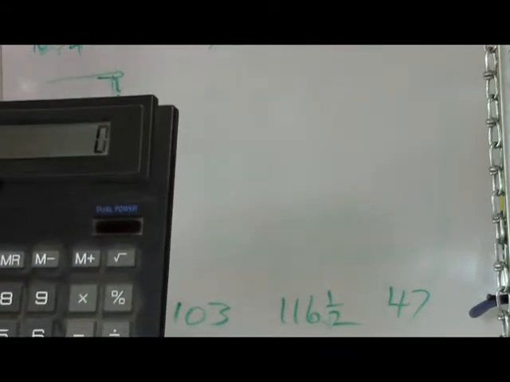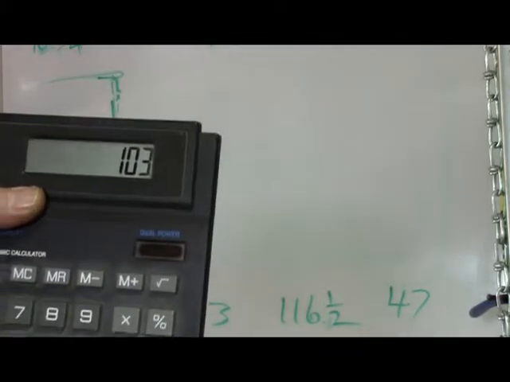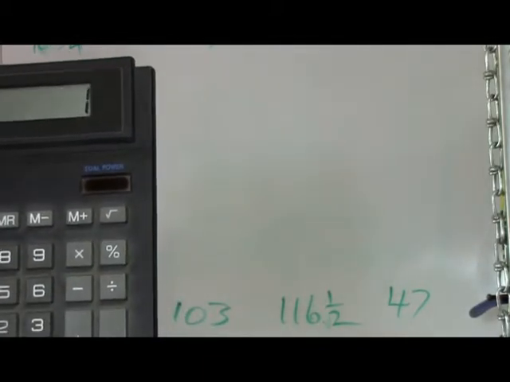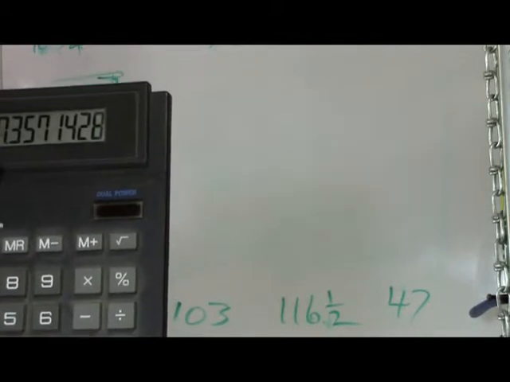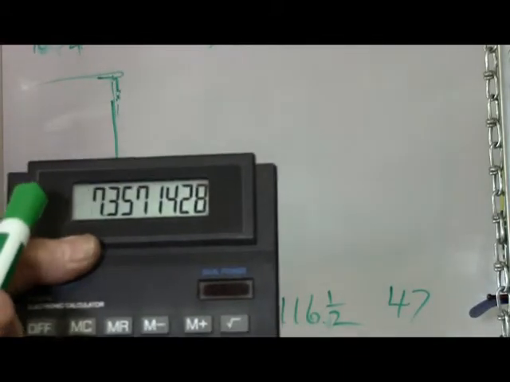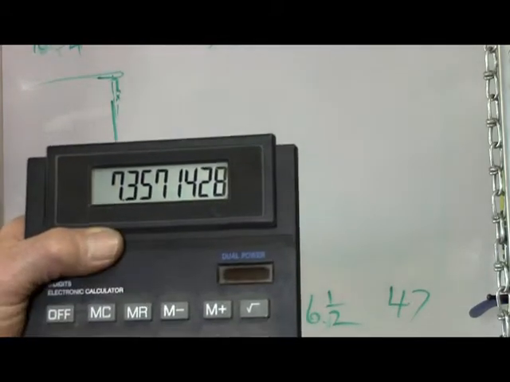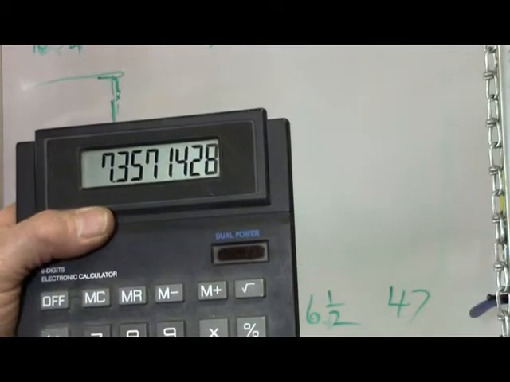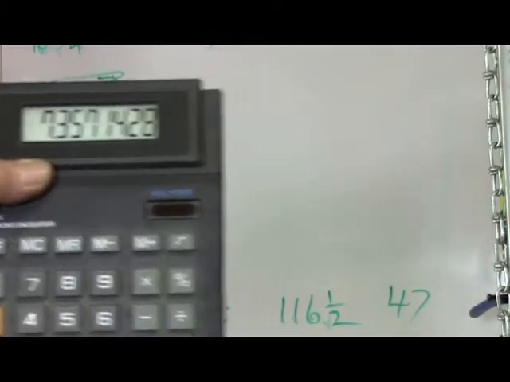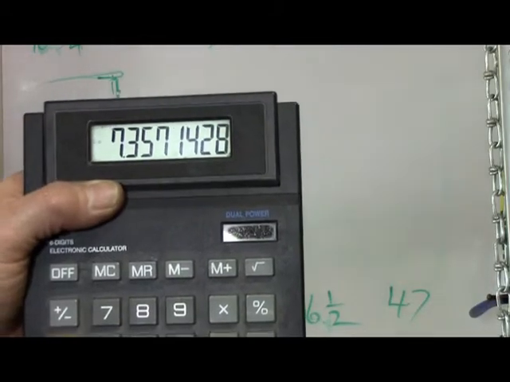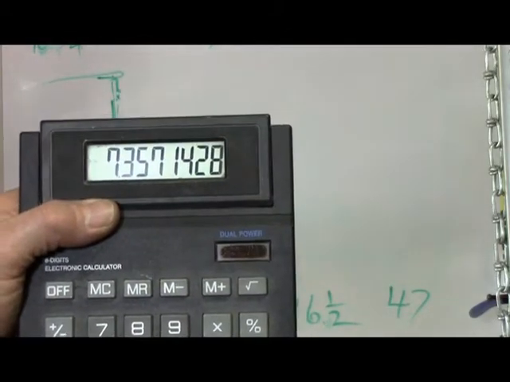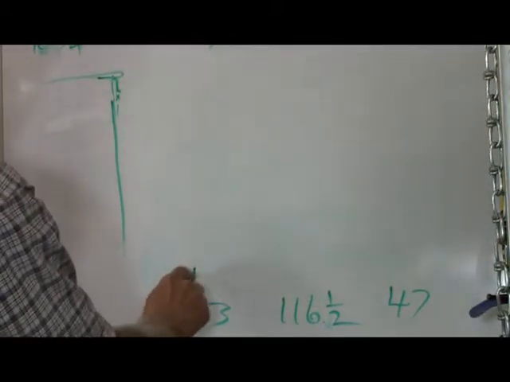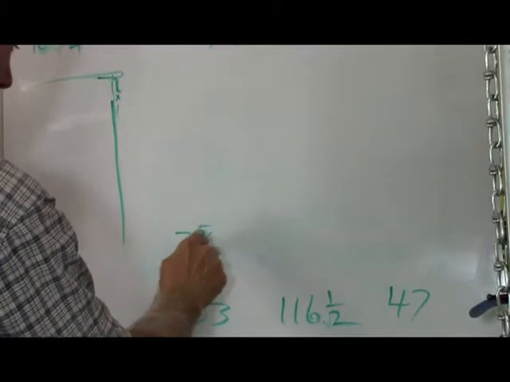So 103 divided by 14 equals. Okay, this is your riser measurement, which is just a hair under. That's probably about 7 5/16, give or take. Okay, so your 103 measurement is going to give you a riser of, let's just call it, 7 5/16.